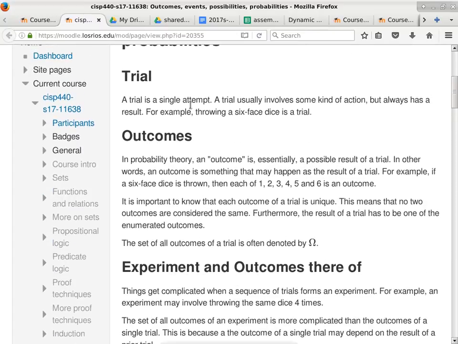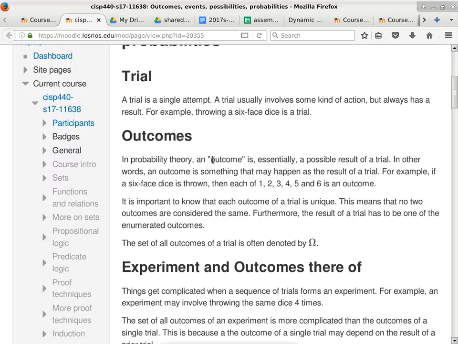A trial is a single attempt. A trial usually involves some kind of action, but always has a result. Okay? You throw a dice, that's a trial. You flip a coin, that's a trial. You draw a single ball out of the lotto cage, that is a trial. Is that okay? So it's one single action that can possibly have multiple outcomes, but it's one single action. That's the key. Is that okay? All right.